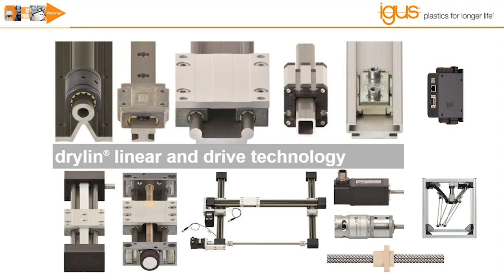The linear product line is called Drylin, and with Drylin it's very modular. You can start with just a liner, or we have parts that are drop-in replacements for recirculating ball guides and profile guides. We also have a number of other series that are IGUS standards, like the Drylin W system and the low profile Drylin N. And then we also get into linear robots and gantries, as well as delta robots and drive controls.